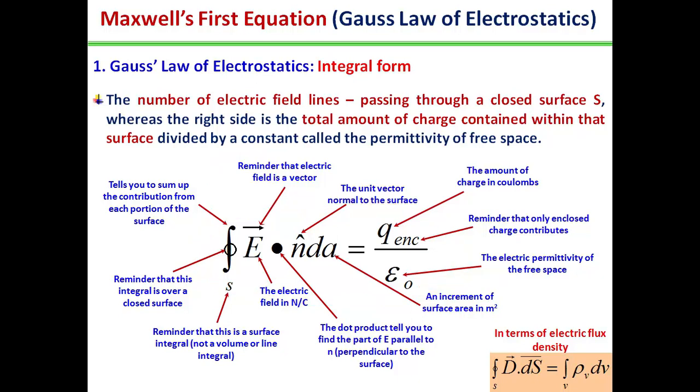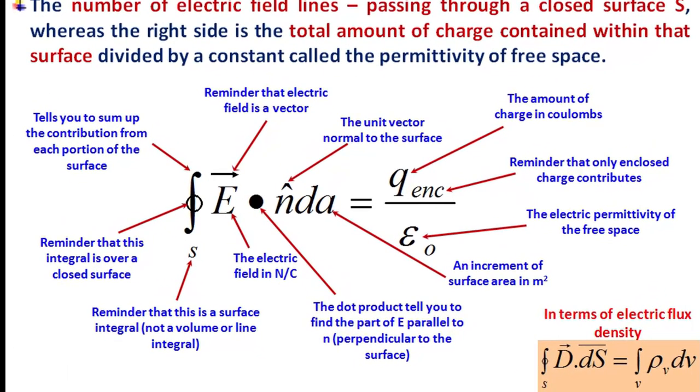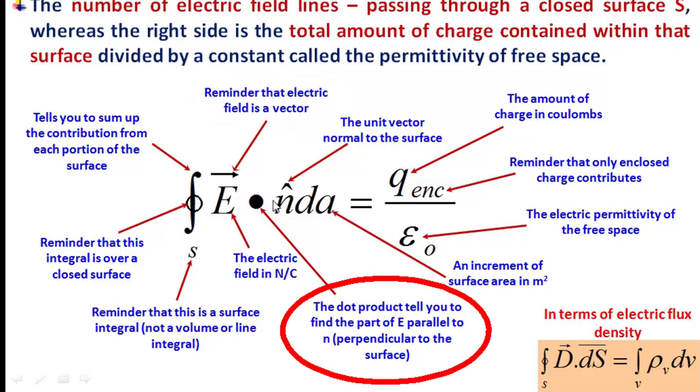To help you understand the meaning of each symbol in the integral form of the Gauss law of electrostatics, here is the expanded view, where you can notice everything and their meanings are mentioned. You can see the integral is used to sum the contribution from each portion of the surface, and electric field is a vector quantity. That is why we have used an arrowhead over the electric field, and this dot is a dot product, which tells you to find the part of the electric field parallel to n.